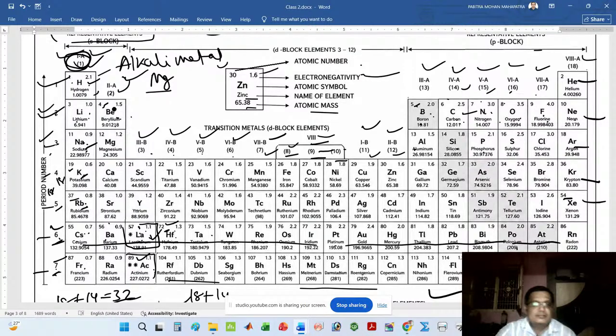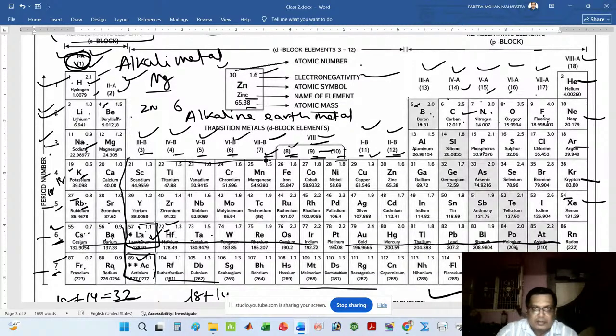Next, the seven elements of the IIA group: beryllium, magnesium, calcium, strontium, barium, radium. These are said to be alkaline earth metals. Next, groups 3, 4, 5, 6, 7, 8, 9, 10, 11, 12: all the elements from this position to this position are called transition metal elements.